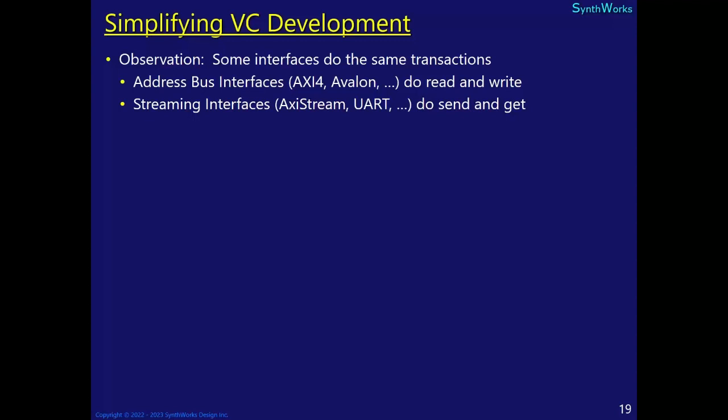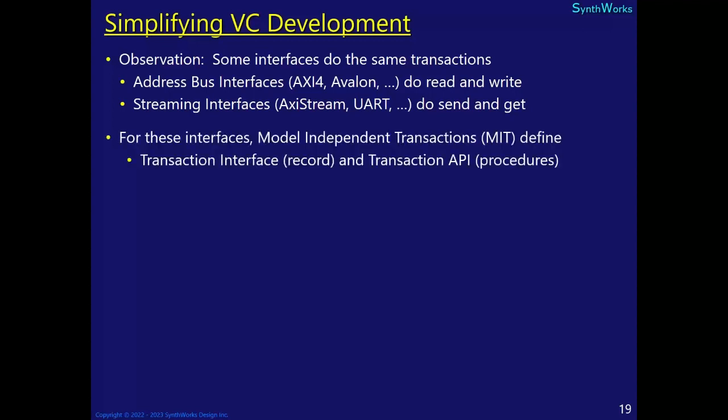All right, now some simplification. I made this observation: many interfaces do the same sorts of things. We have address buses or memory mapped interfaces, such as AXI4 and Avalon. They do reads and writes. We have streaming interfaces, AxiStream or UART. They do sends and gets. It doesn't matter how wide the interface is, they're doing the same operations on the interface. For these interfaces, OSVVM's model-independent transaction library defines the transaction interface, the record, and the transaction API, the procedures.